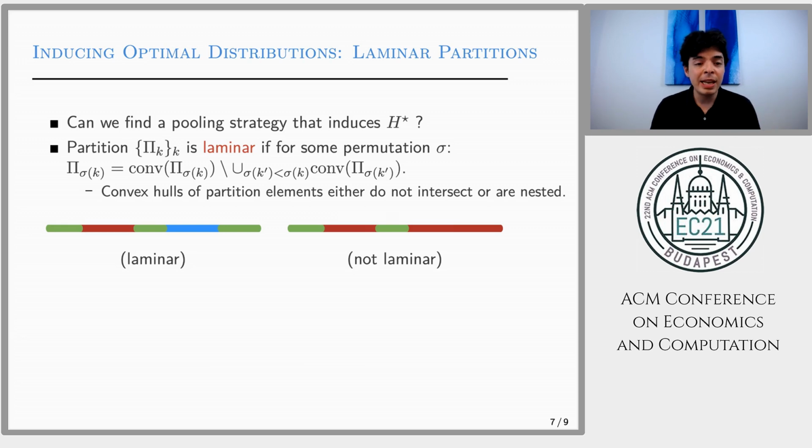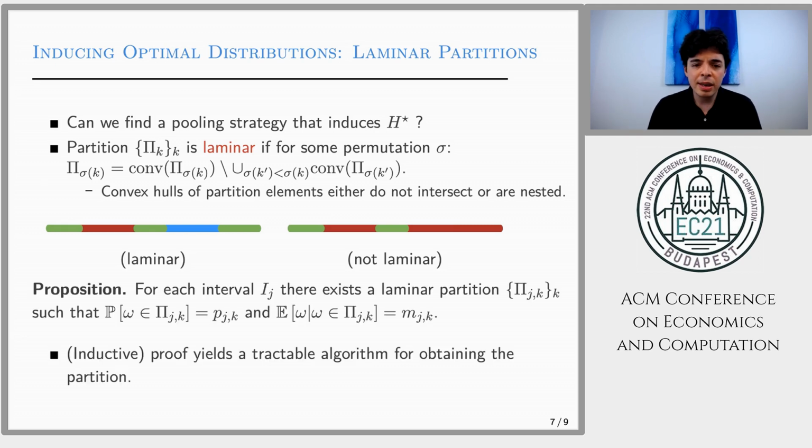I argued in the beginning that the picture on the left satisfies these conditions and is a laminar partition. The one on the right is not. Here the convex hulls are not nested and they do intersect. Why did I introduce this notion? It turns out that for each interval I sub j that I had in the earlier slide, there exists a laminar partition that induces exactly the posterior mean distribution H star. The proof is inductive, and it also yields a tractable algorithm for obtaining the partition.